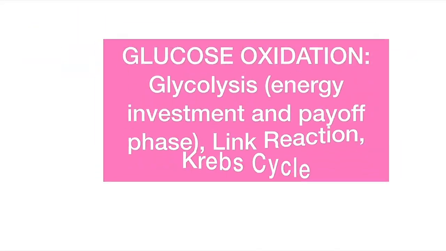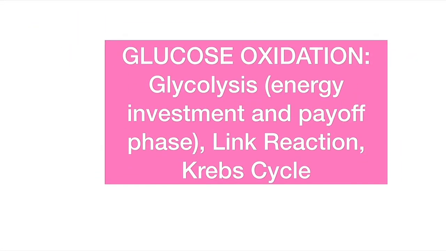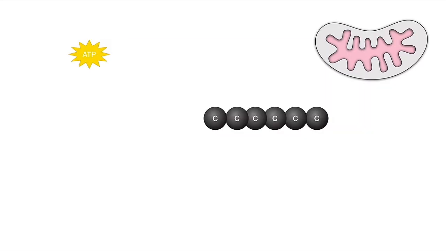Cellular respiration. Glucose oxidation happens first, which contains glycolysis, link reaction, and the Krebs cycle. All of these are aerobic, meaning they use oxygen. Our first reaction happens in the cytoplasm in a process called glycolysis.